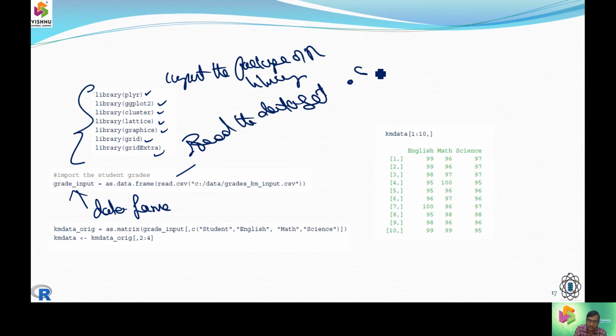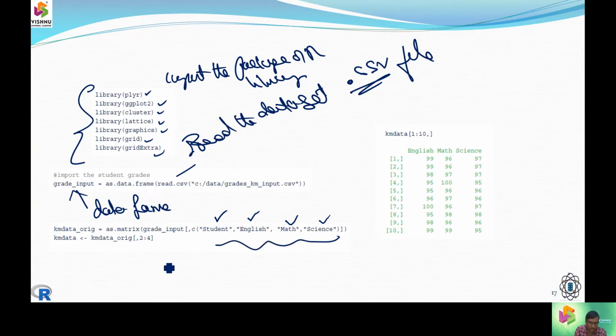That is, it is going to be in a .csv file, and we get these values. So we have this grade input, and the items we are going to consider are the student ID, English, maths, and science, etc. So these are the items we are going to take up.